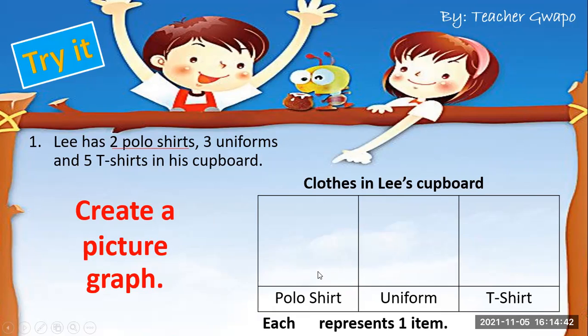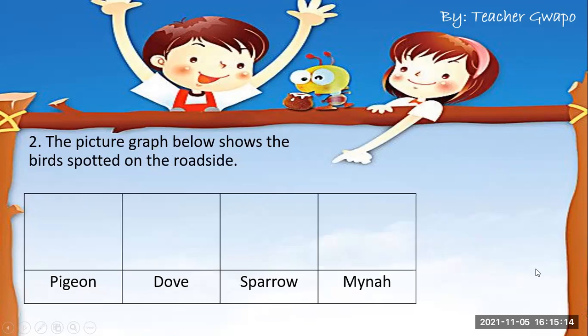What are we going to use? We can use a triangle. Each triangle represents 1 item. 1 triangle, 1 item. So here, polo shirts, 2, so we need to draw 2 triangles. Uniforms, 3, so we will draw 3 triangles. T-shirts, 5. So 1, 2, 3, 4, and because there's no space, we can draw another triangle here. So it becomes 5 triangles.